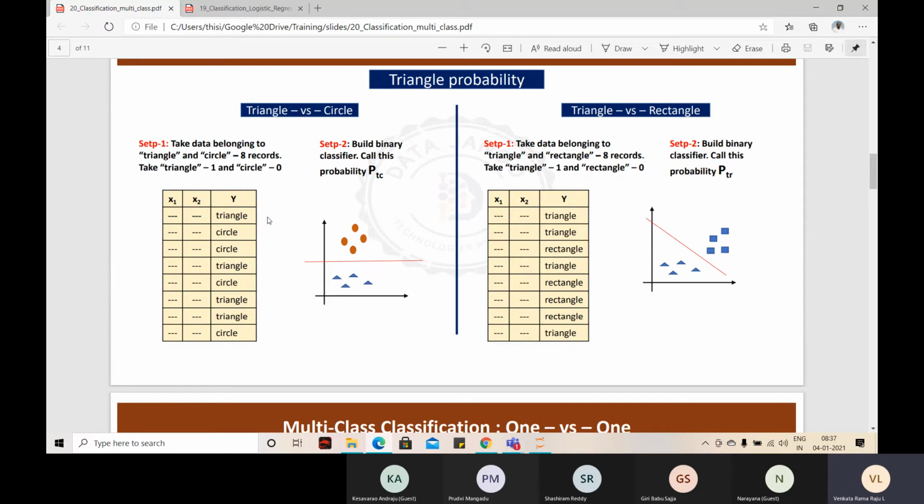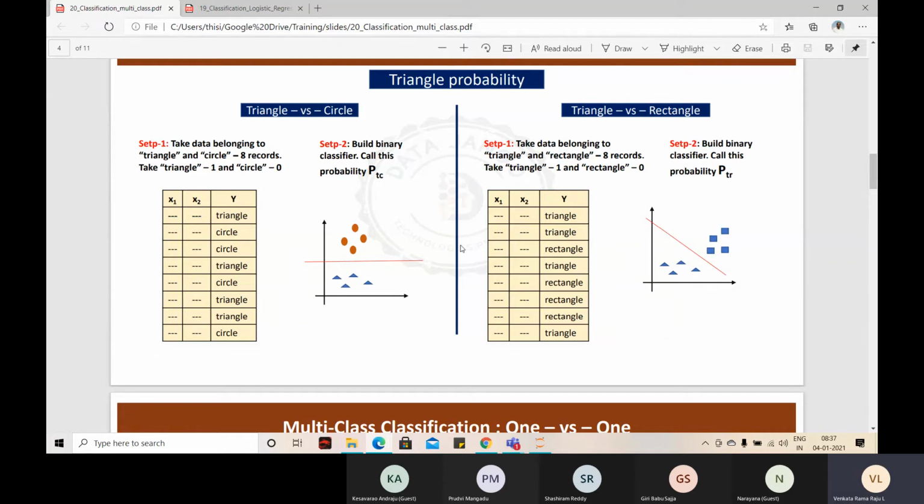The first model gave a probability greater than 0.5 and the second model also gave a probability greater than 0.5. Will the record belong to triangle? Yes. So this is also binary class classification only. Because the algorithm is unable to handle huge volumes of data, we are reducing the data set size. Got it? Reducing the data set size, but for each class we are building multiple models.